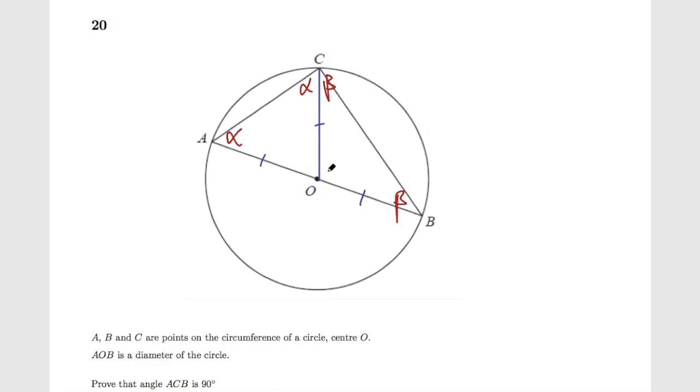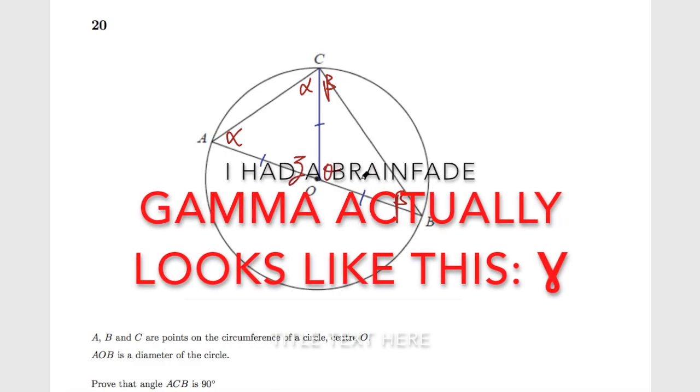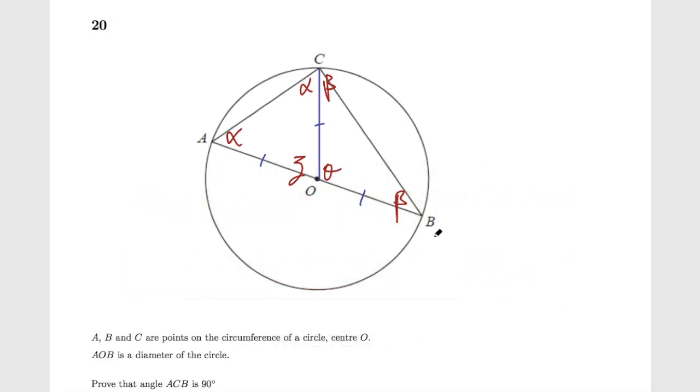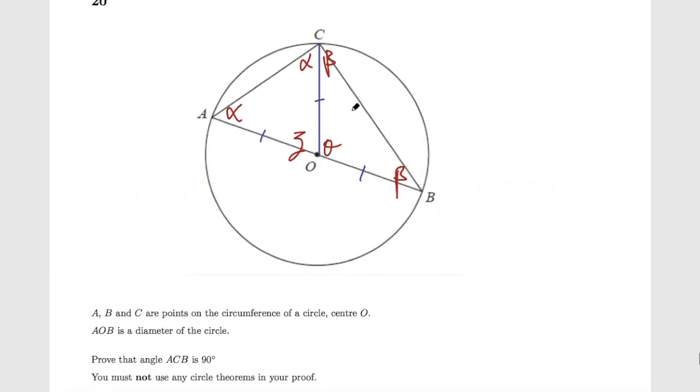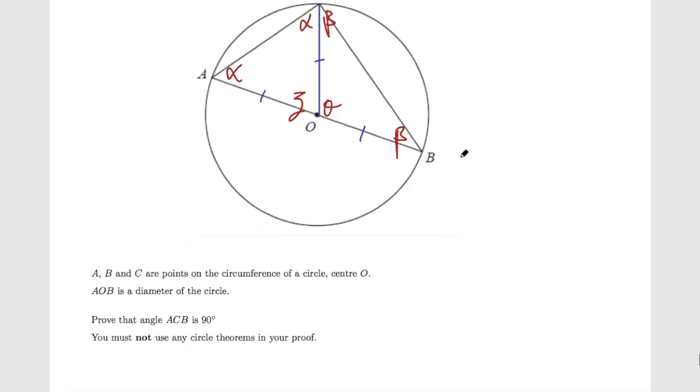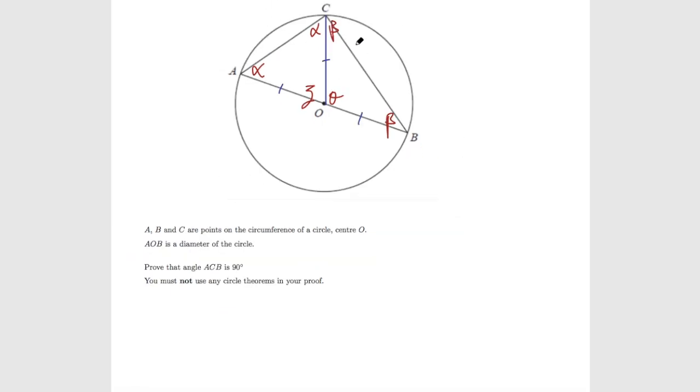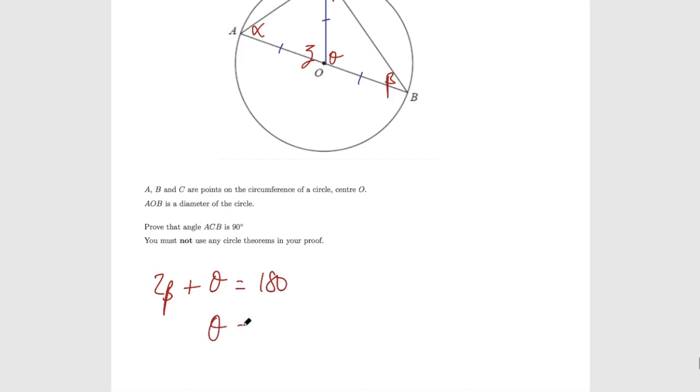Then we need to label these two angles in the center, so we can call this one gamma and this one theta. You can label them whatever you like, it's up to you. What we want to do is relate these angles in the center to these angles on the circumference. So let's come up with some equations to do that. The first thing we can say is that because these angles are equal, 2 lots of beta plus theta must equal 180, as angles in a triangle. Therefore theta must equal 180 minus 2 beta.